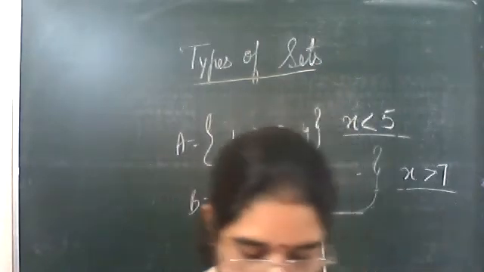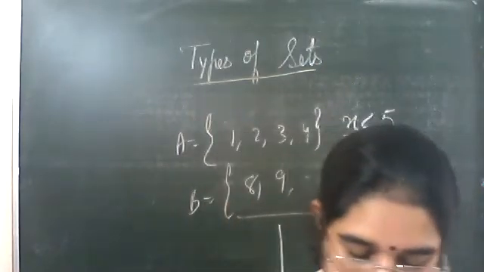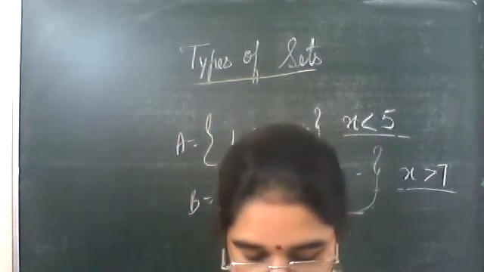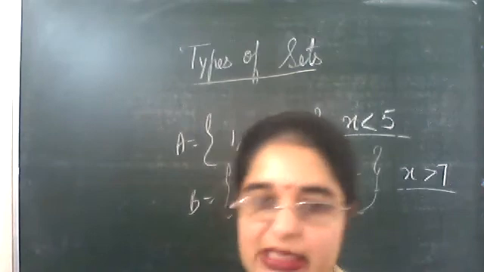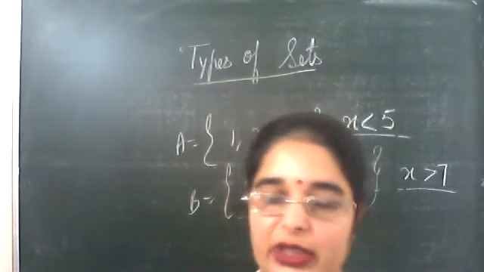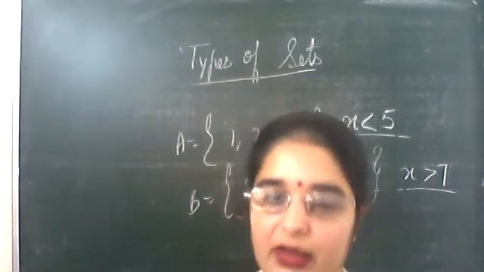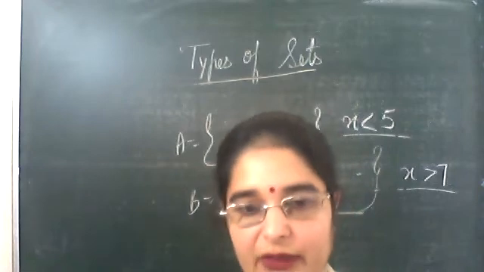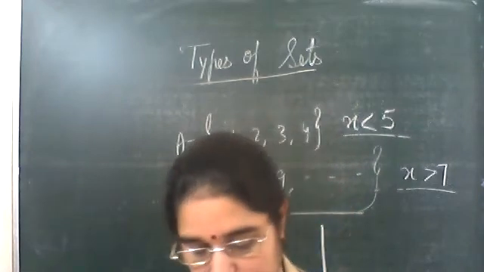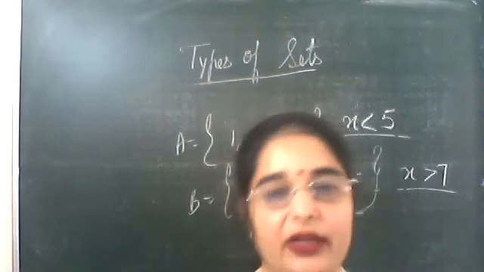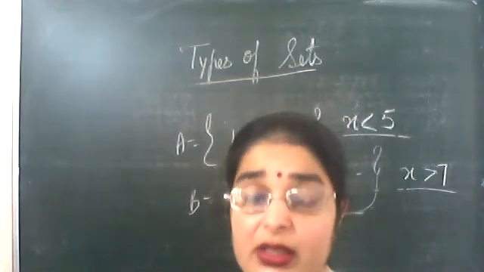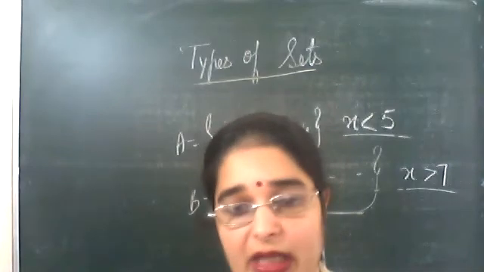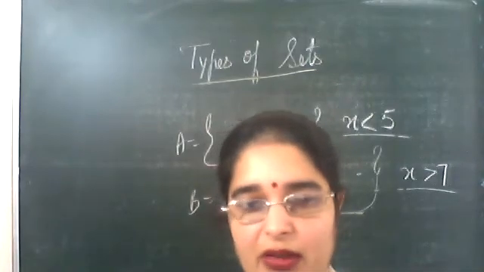Clear? Then come to the next question. Which of the following sets are finite and which are infinite? The set of months of a year. Obviously finite. We know that 12 months are there in a year, so we can count them. So they are finite. Second, 1, 2, 3, dot, dot, dot. Infinite. Why infinite? Because of the dots, the last number is not given, so we cannot count.